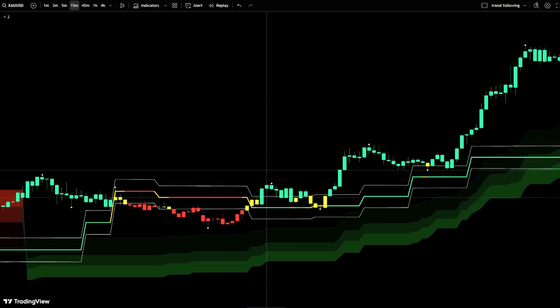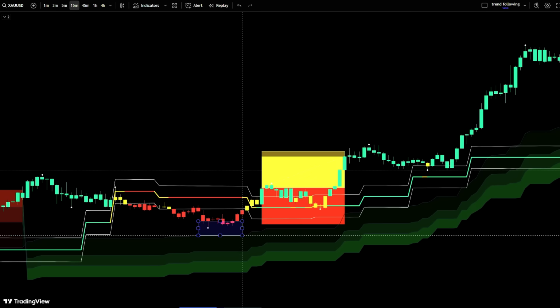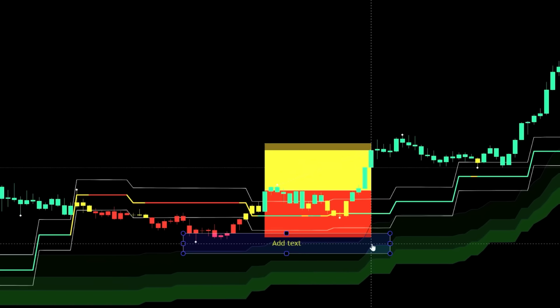As for managing the trade, a logical spot for a stop loss could be just below the low of that orange structure.